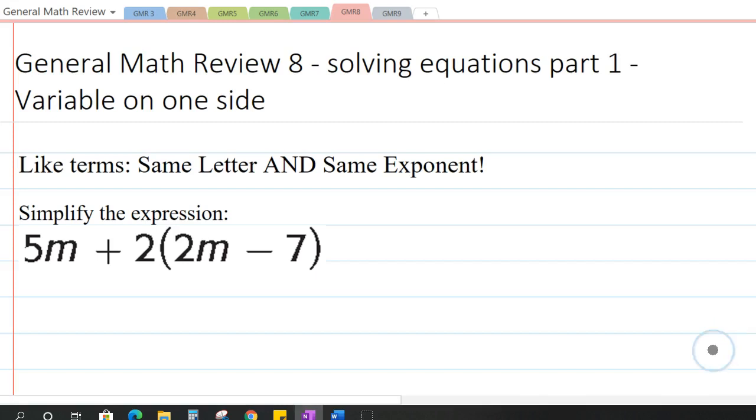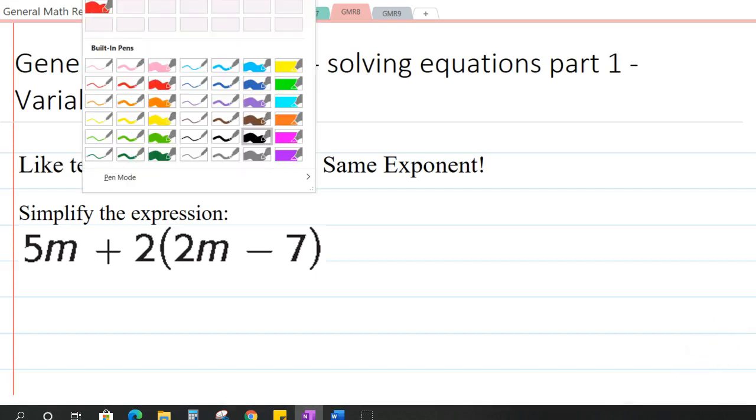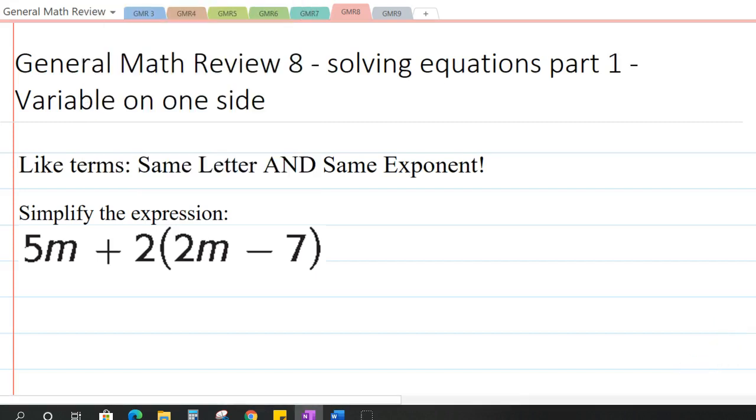So if we're going to simplify this expression, what we want to do first is distribute the 2 through the parentheses. So the 2 multiplies times the 2 comes through and multiplies times the -7. What that's going to give me is 4m minus 14. The plus sign comes straight down, the 5m comes straight down.